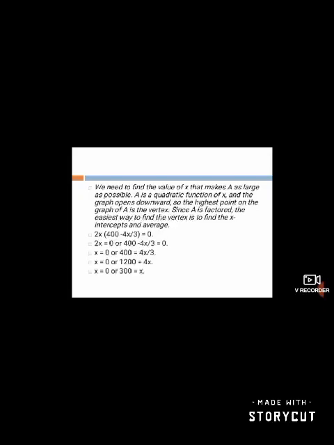We need to find the value of x that makes the area as large as possible. A is a quadratic function of x, and the graph opens downward, so the highest point on the graph of A is the vertex. Since A is factored, the easiest way to find the vertex is to find the x-intercepts and average. So you have 2x times (400 minus 4x over 3) equals 0. 2x equals 0, or 400 minus 4x over 3 equals 0.